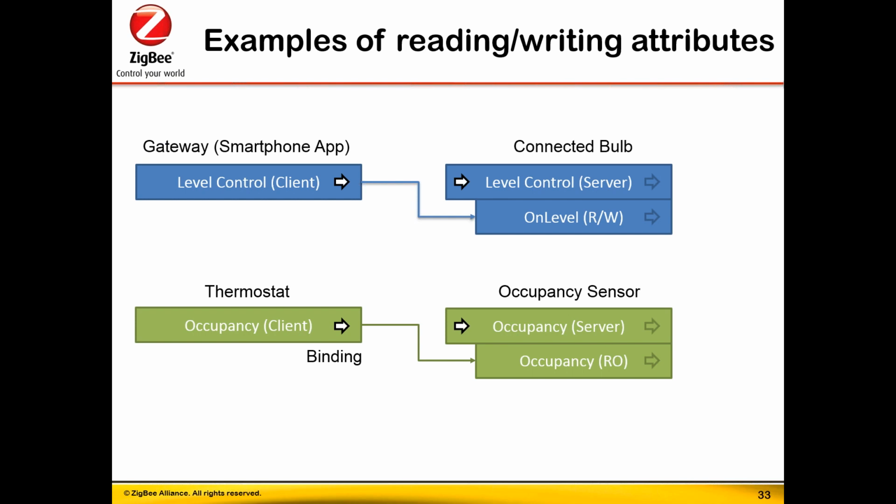And the other example is a thermostat where you have occupied and unoccupied set points for the temperature. In this case, the thermostat could wake up and then query an occupancy sensor, which was previously bound to it, and see, okay, if someone's in the room, then use the higher occupied set point for the temperature. Otherwise, save energy and drive the temperature down to, for example, 12 degrees or something.